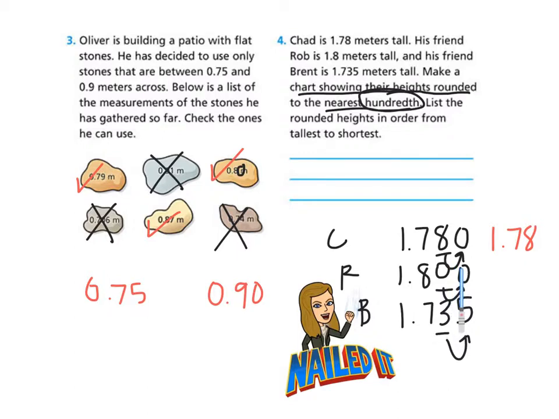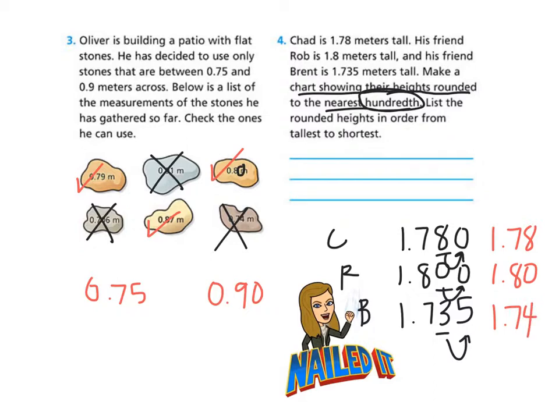Rob's, same deal. The 0 is not going to do anything to a 0, so Rob's is 1 and 80 hundredths. But Brent has some action here. 5 is going to bump it up because 5 is a strong number. It'll bump that 3 up to a 4. So Brent's rounded height is 1 and 74 hundredths.